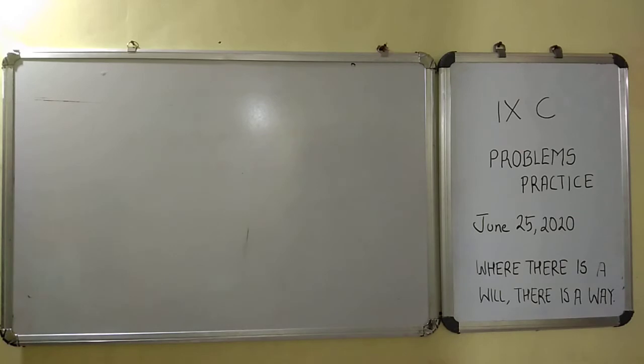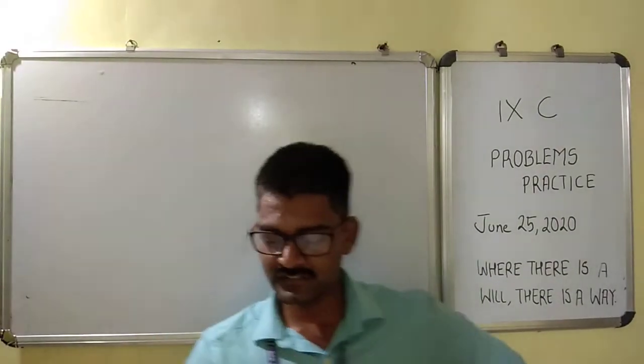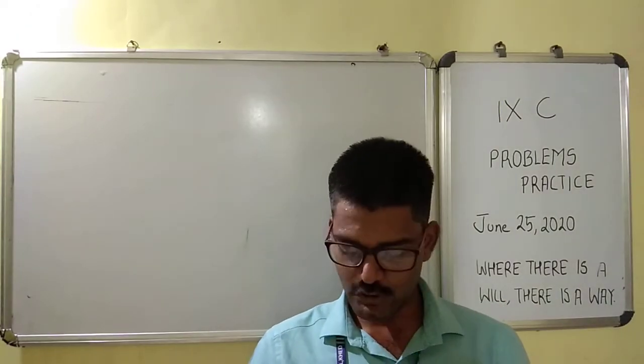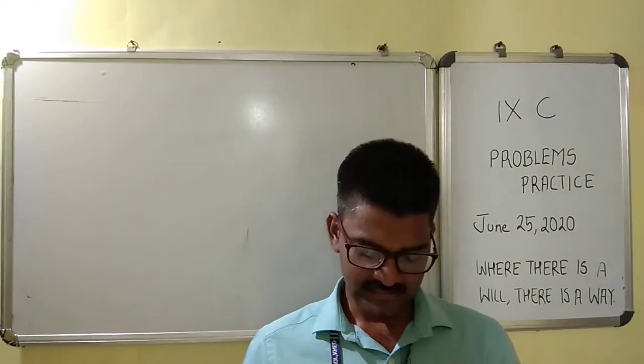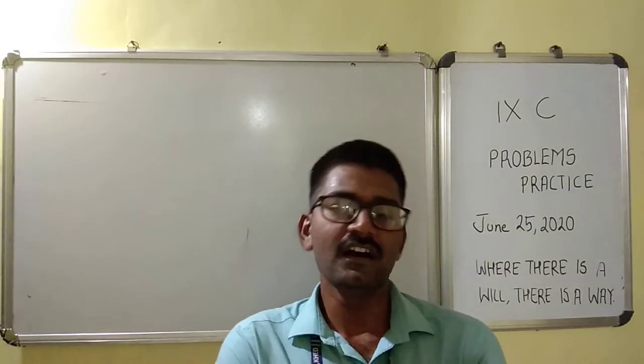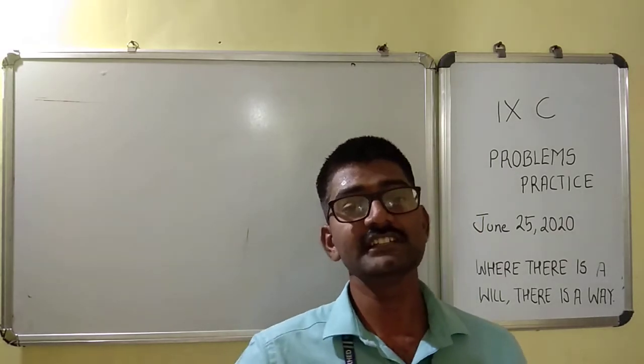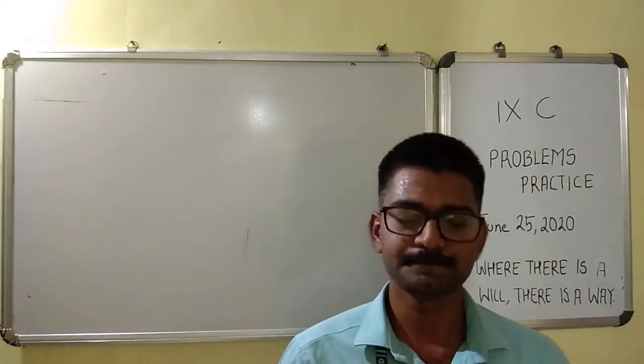The 12th question: to what radius in kilometers should the present radius of the earth, that is 6400 kilometers, be compressed such that the escape velocity is increased 10 times? The earth should be compressed in order to increase its escape velocity by 10 times.